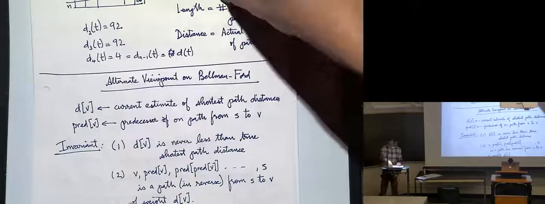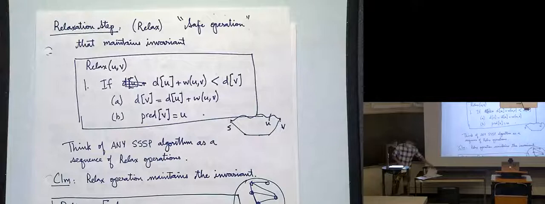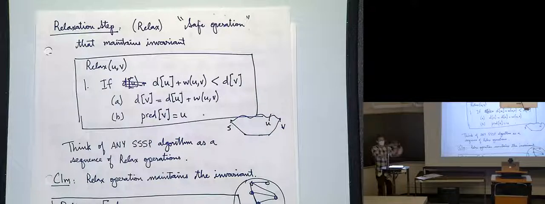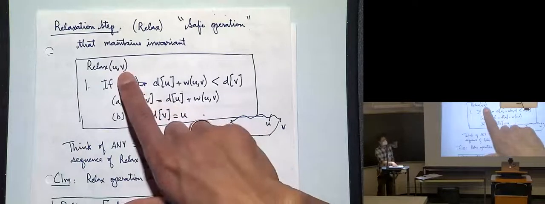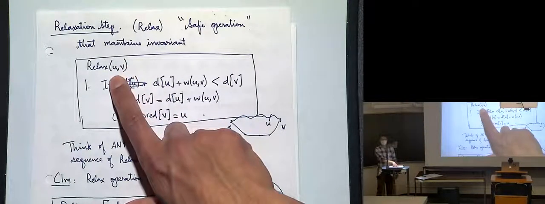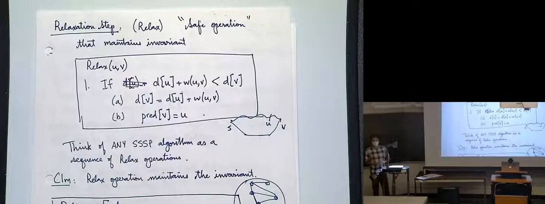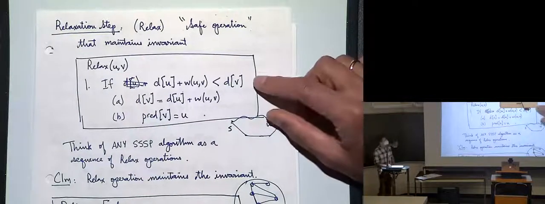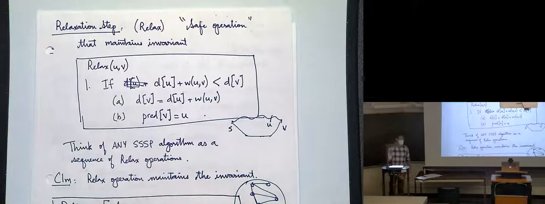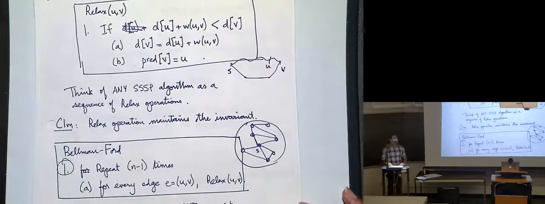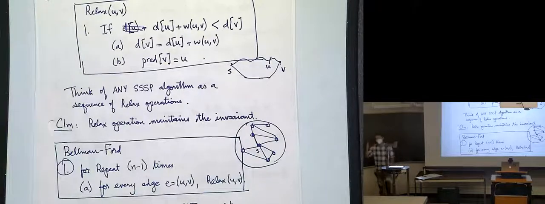When you have that perspective on the invariant, you can take the relax operation, which simply says: for any edge (u, v), if you can get to v via u better than your current estimate, go ahead and apply that. This is the operation. We can think of any single source shortest path algorithm as a sequence of relax operations. Bellman-Ford then becomes very simple: n times, relax all edges, or n minus 1 times.